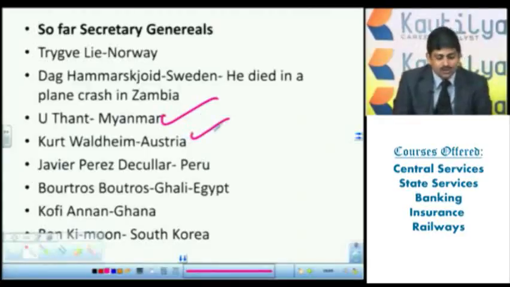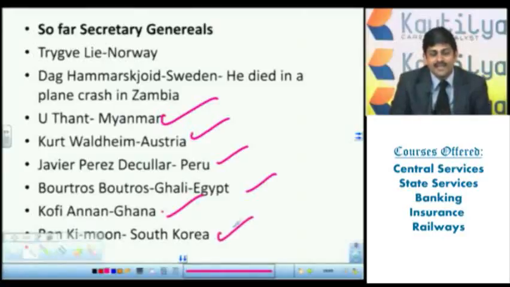After this, Kurt Waldheim from Austria became Secretary General. Then Javier Perez de Cuellar from Peru, Boutros Boutros-Ghali from Egypt, and after that Kofi Annan from Ghana. And then Ban Ki-moon, from South Korea, is the second Asian to hold this prestigious position.